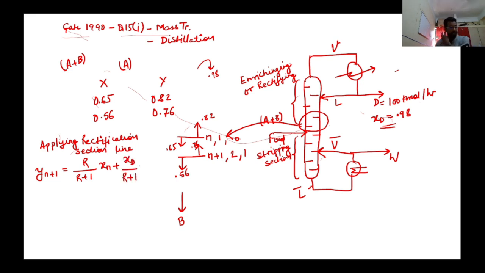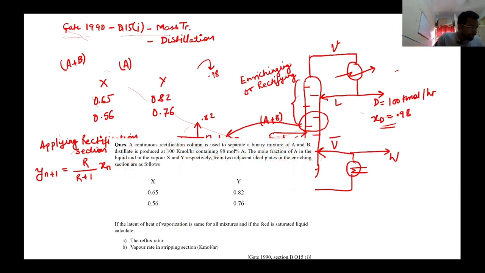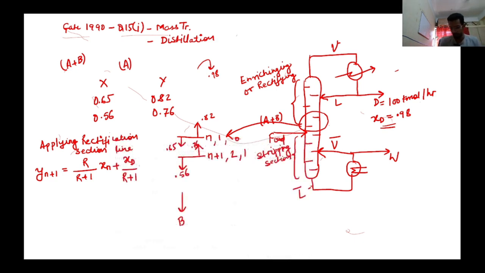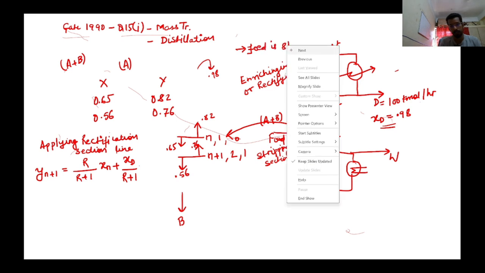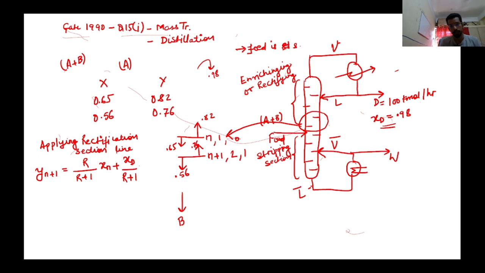Okay, so let us complete the question. If the latent heat of vaporization is the same for all mixtures, that means latent heat of vaporization will not come into the picture, because the energy balance will not be considered here. And if the feed is saturated liquid, that is very important. Feed is saturated liquid. What does it mean? I'll tell you what it means.